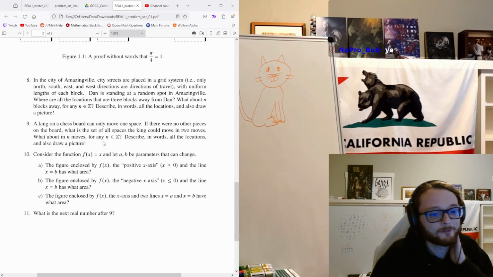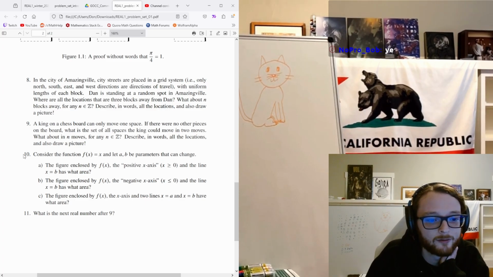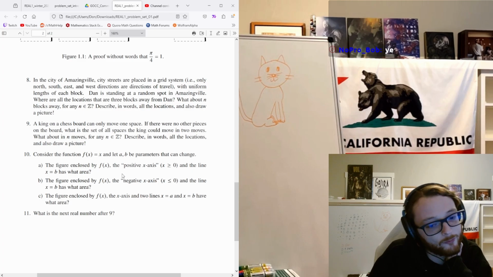Okay. So yeah, I feel kind of comfortable with 9. So let's look at 10. f of x equals x, and let a, b be parameters I can change. The figure enclosed by f of x, the positive x-axis greater than 0, and the line x equals b has what area? This is a right triangle.